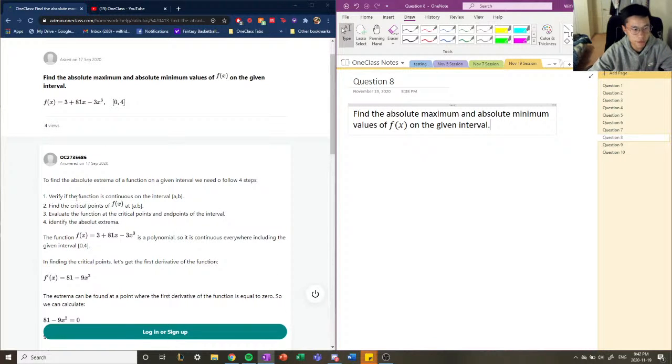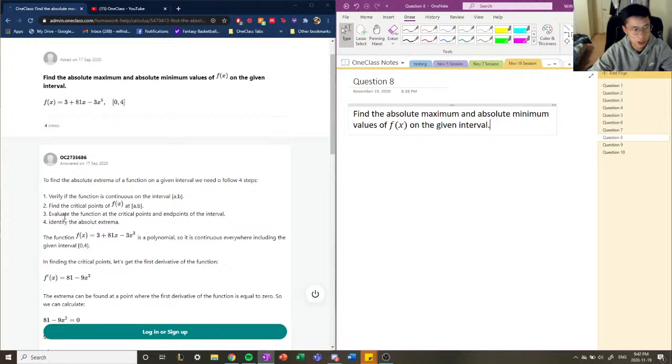First of all, we need to verify if the function is continuous on interval a, b, okay? If there are any discontinuities or any jumps or any holes, this would make our solution invalid, because it might not be continuous on this interval. So we need to make sure that it's continuous first of all. Then we need to find the critical points of f of x, and at a and b. That requires us to find the derivative of our function, set it to 0, and find the values of x that will solve that equation, okay?